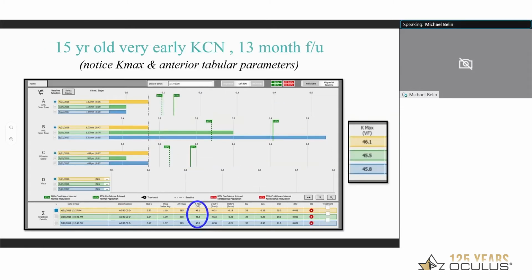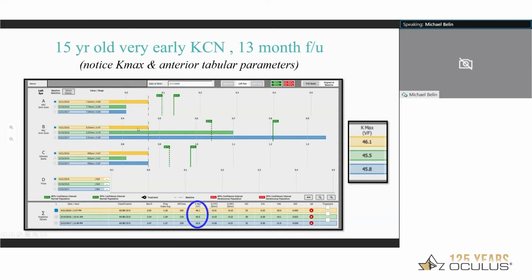Here's a 15-year-old with very early keratoconus. You look at the BAD Ds here, it's just about 3. And if we look at Kmax, you'll notice Kmax is effectively completely stable. It's blown up here on the right, 46.1, 45.5, 45.8, really no statistical change. And if you look at the anterior surface, the A parameter, again, it shows no really significant change.